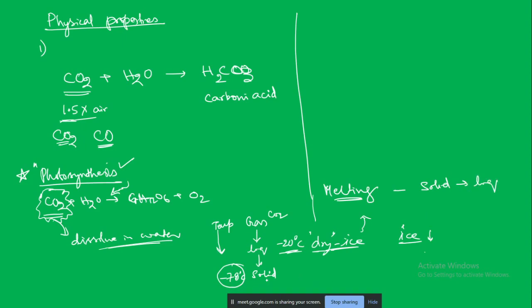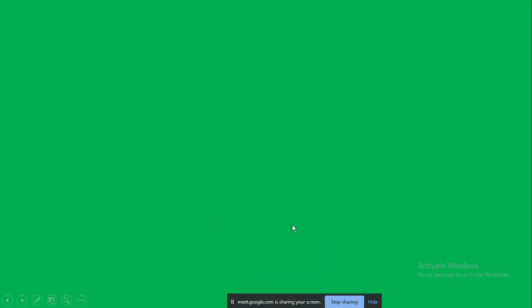So here is solid, and dry ice is also solid. Here it will not become liquid, it will sublimate, direct sublimation to gas. From solid to gas is sublimation.